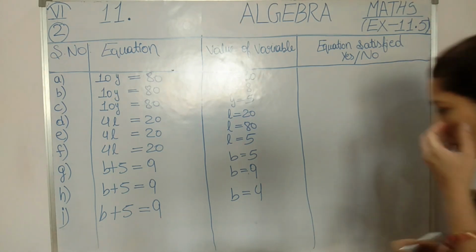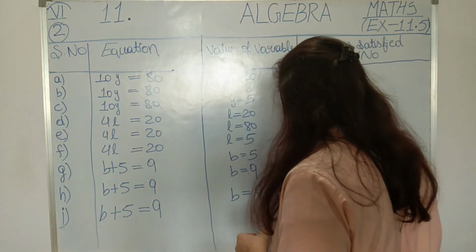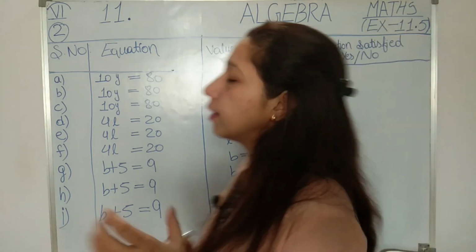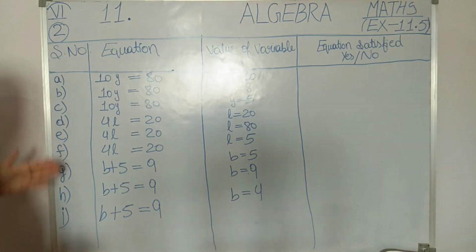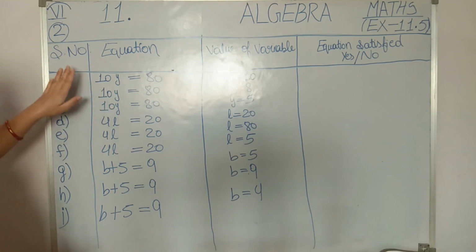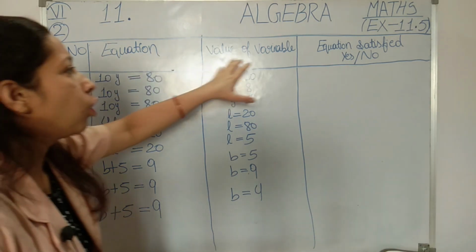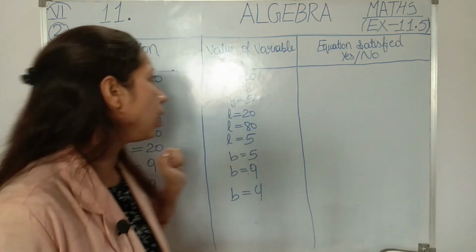So students, question number 2 is complete the entries in the third column of the table, and then a table is given. So point number A to Q are there. I will be solving from point number A to I. Rest is your work. Let us see. So here the columns are serial number, equation, value of variable, equation satisfied, yes or no.